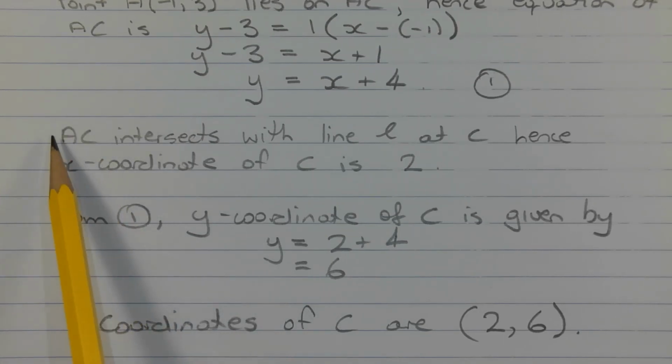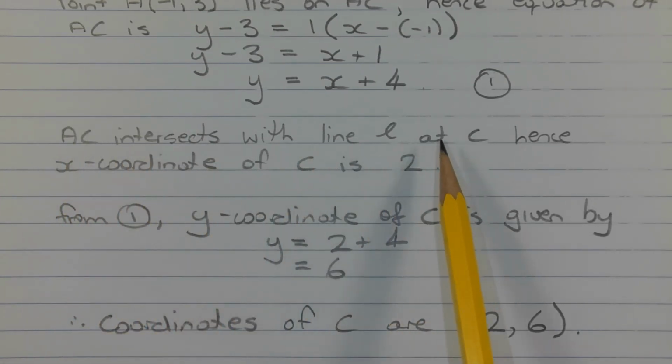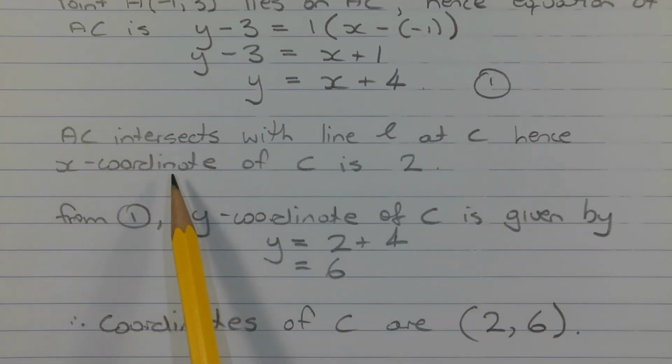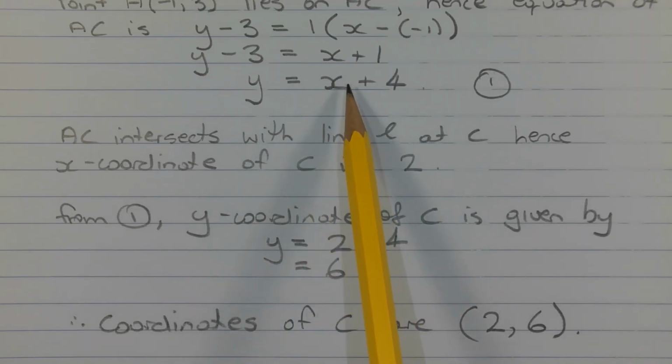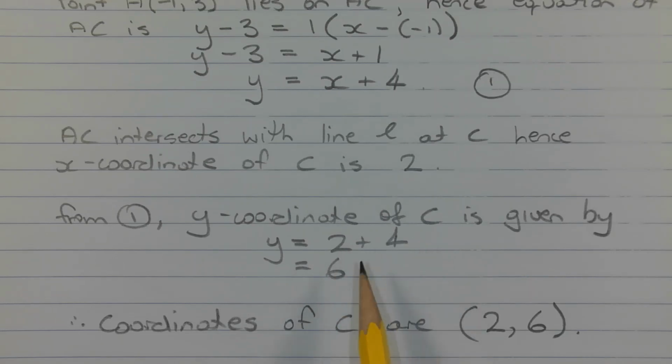Now the line through AC intersects with the line L at point C, hence the x-coordinate of C is 2. From equation number 1, the y-coordinate of C is given by y equals 2 plus 4. So I've substituted 2 for x here. So 2 plus 4 is equal to 6, so the y-coordinate of point C is 6. Therefore the coordinates of point C are (2, 6).